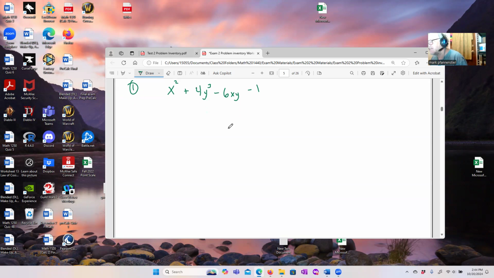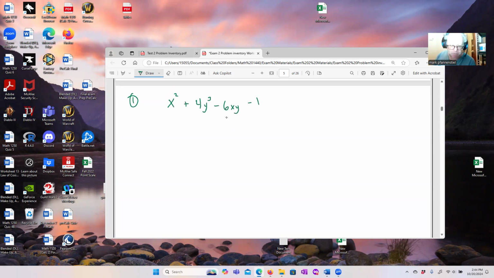Okay, so this is a pretty standard multivariate kind of problem to deal with. Let's go ahead and give this thing a name. We'll call it F. We'll say that df by dx is 2x minus 6y. Eventually, we're going to set that equal to 0. Over here, df by dy, take the partial with respect to y. X goes to 0. We have 4y cubed, so that's going to be 12y squared minus 6x. We'll set this equal to 0.